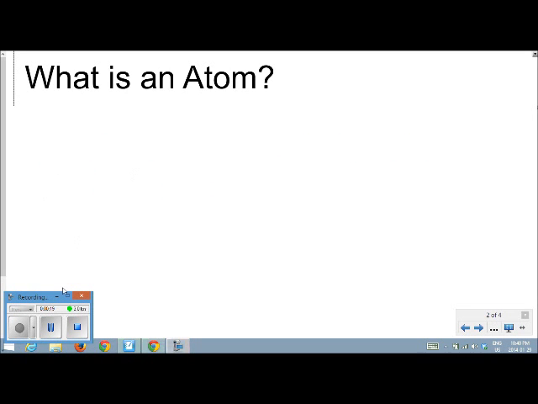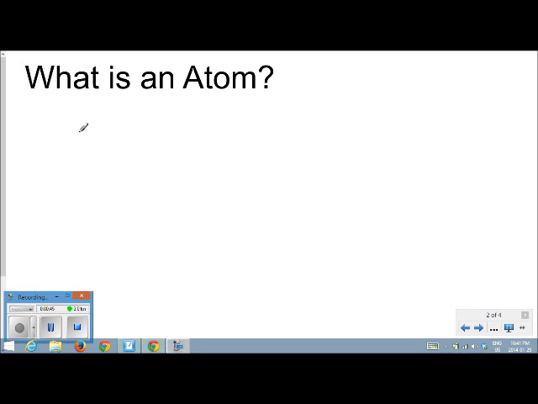So in order to be able to accomplish our task, we have to first understand what is an atom, what is it made of, and what does it have to do with drawing Bohr Rutherford's and Lewis dot diagrams. So to start, we have to know that an atom is made up of subatomic particles. These subatomic particles are either protons, electrons, or neutrons, okay?